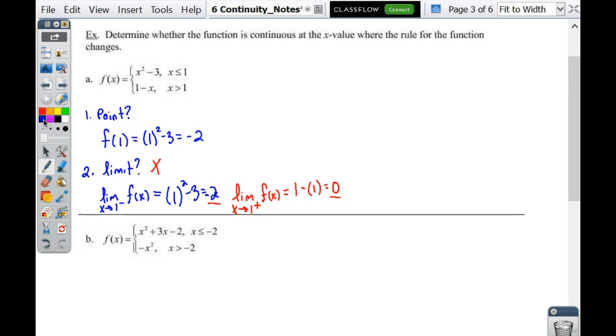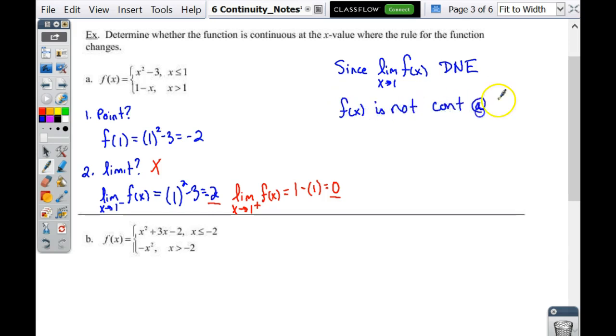So make sure that you're always putting a justification, especially if it's determining whether the function is continuous at the x variable. When they say that, that's a yes or no question. If it's a yes or no question, you need to make sure to justify it. In this case, you would say something along the lines of, since the limit as x approaches 1 of f of x does not exist, it fails at one of the conditions, in this case the limit not existing, f of x is not continuous at x equals 1.